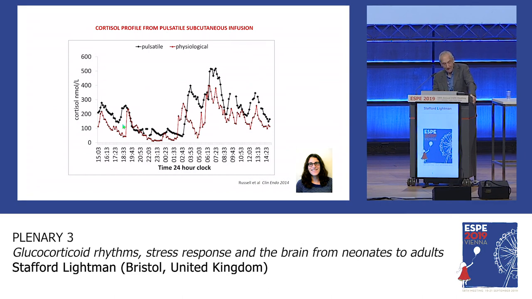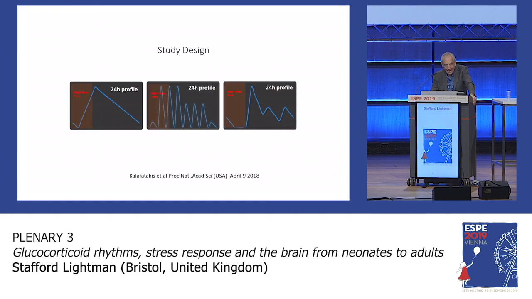And if we look in black, this is somebody whose own endogenous cortisol is blocked with metyrapone and is being replaced by our pump. And basically, they're not exactly superimposable, but they're incredibly similar. So she can reproduce normal pulsatile cortisol in man.